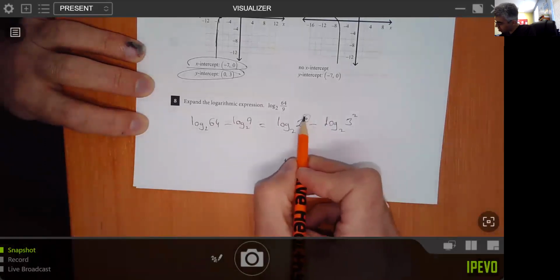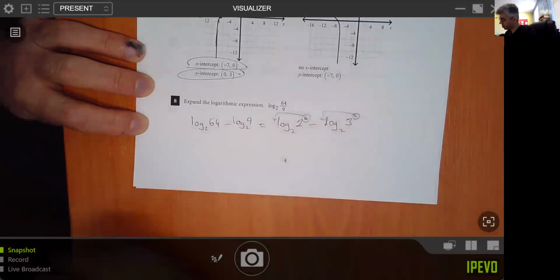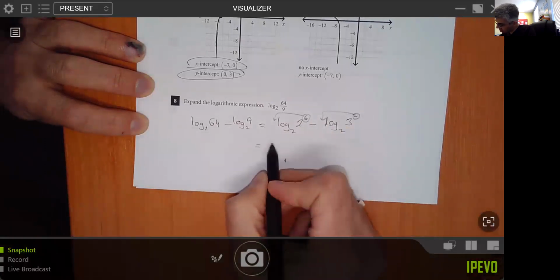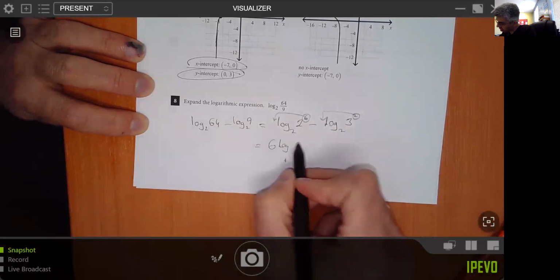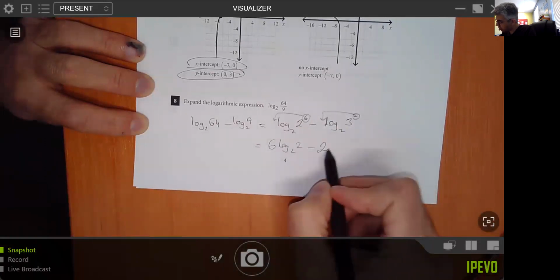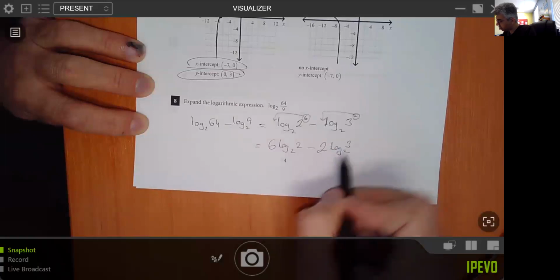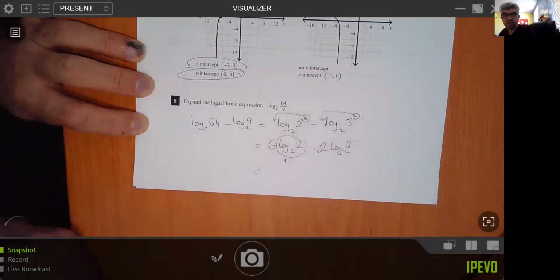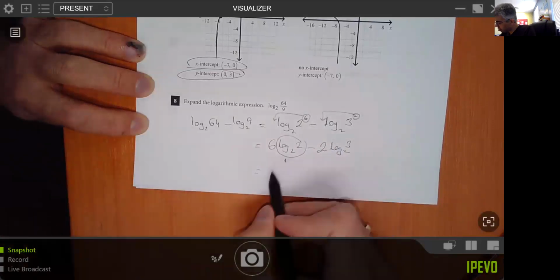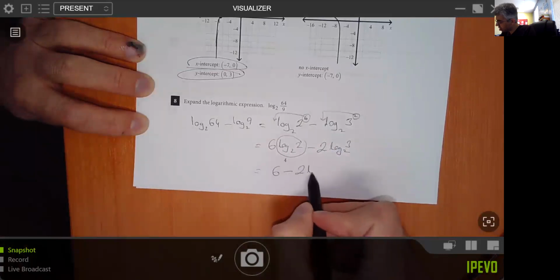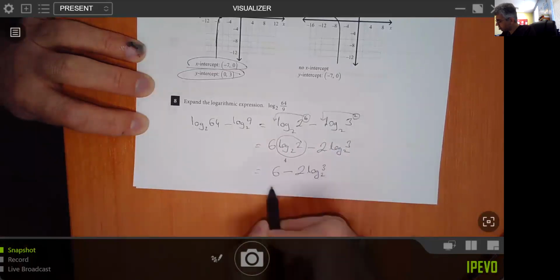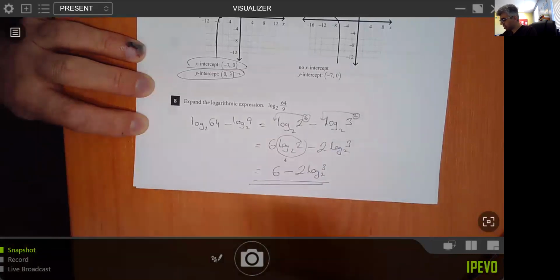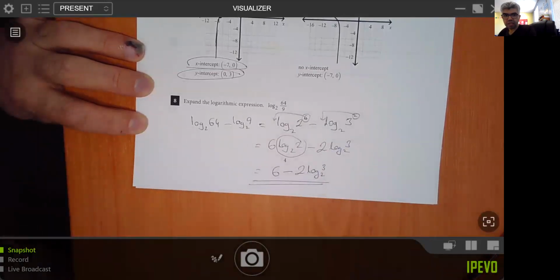Guys, we know what to do with the exponents here. And that is 6 log 2 base 2 minus 2 logarithm of 3 base 2. And the final answer is this: log of 2 base 2 is 1. So that is 6 minus 2 logarithm of 3 base 2. Okay, this is the expanded version of the given question. All right, I hope it's clear.